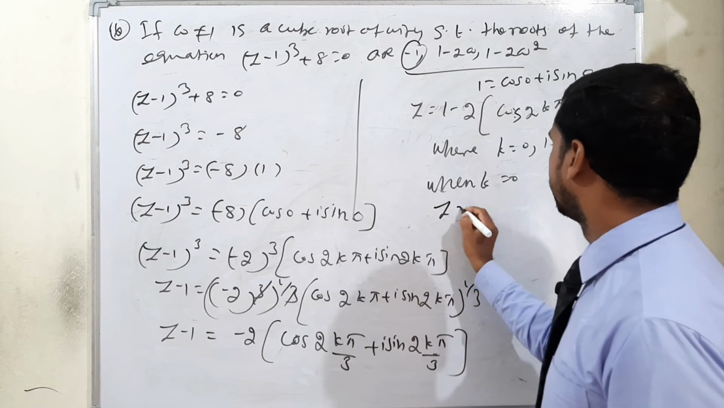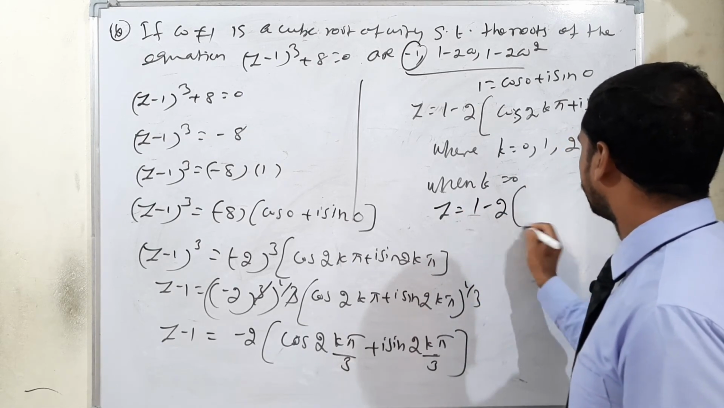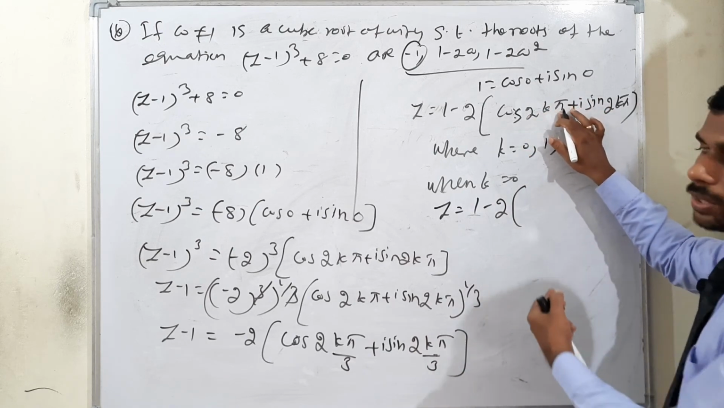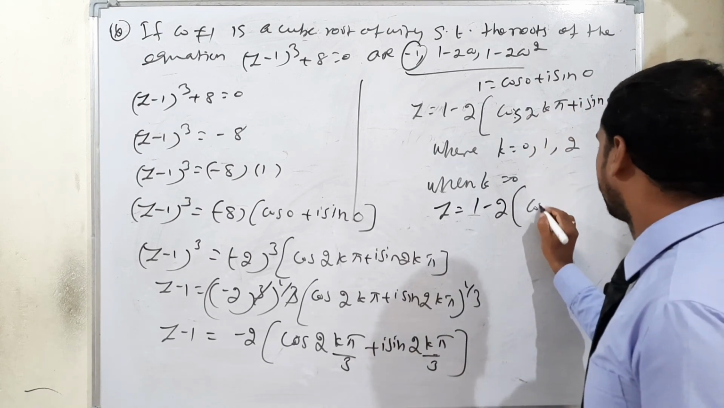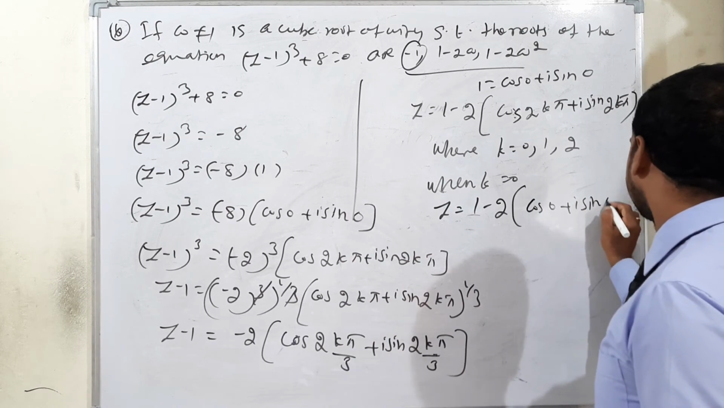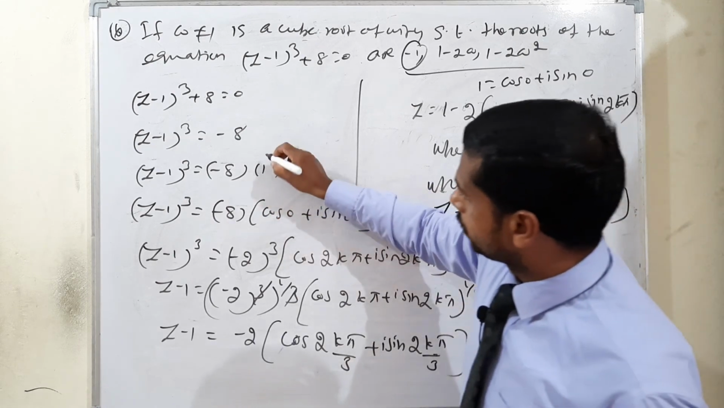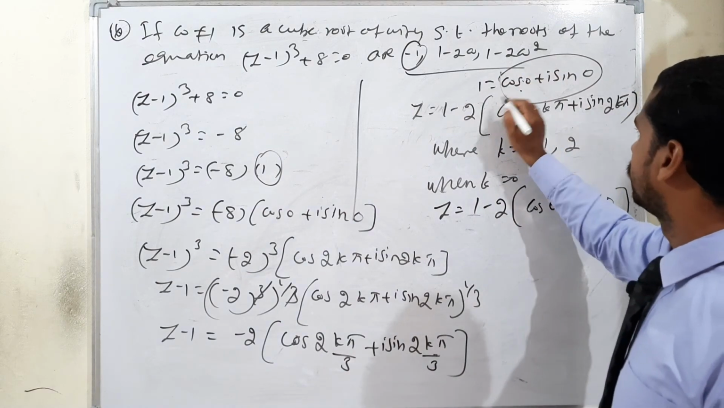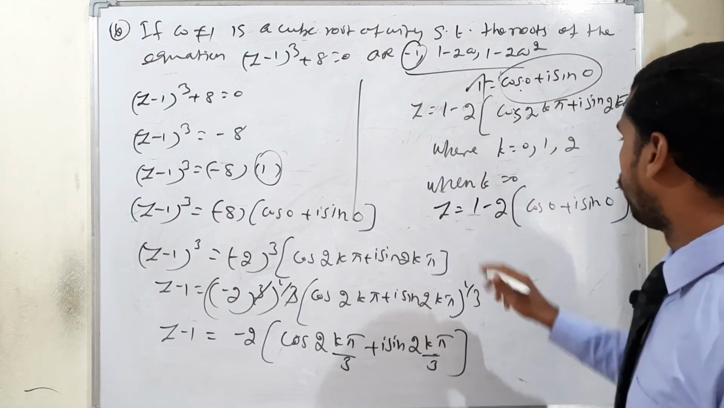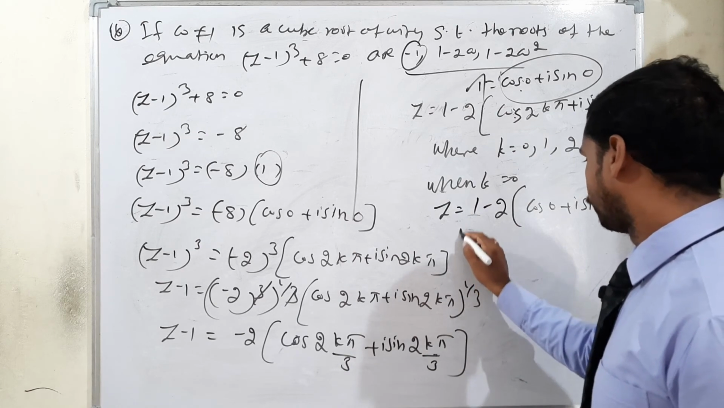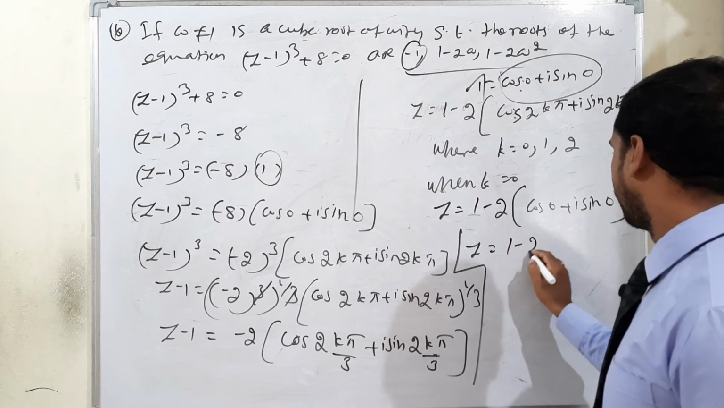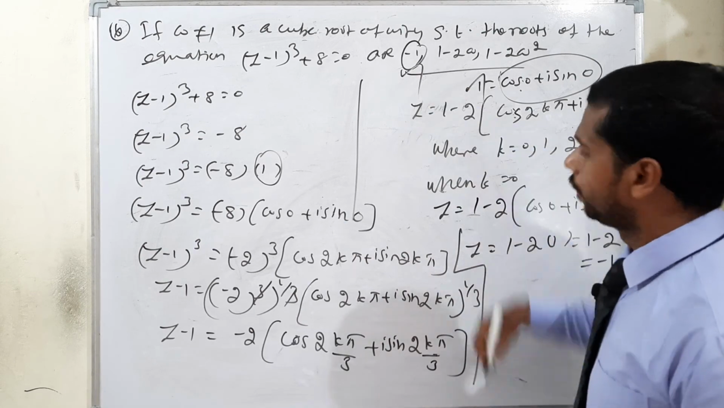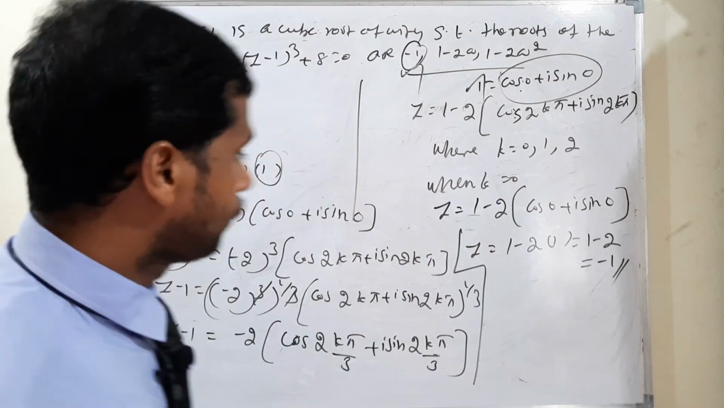Listen very carefully. So Z is equal to 1 minus 2. Instead of k we can apply 0, so 2 into 0 is 0, and 0 into pi is also 0. Therefore cos 0 plus I sin 0. When I start the first step, 1 is considered for cos 0 plus I sin 0. Therefore, instead of cos 0 plus I sin 0, we can take it as 1. So Z is equal to 1 minus 2 into 1, that means 1 minus 2. So the value will be minus 1. See, the first one we have proved. Okay, moving to the second condition.